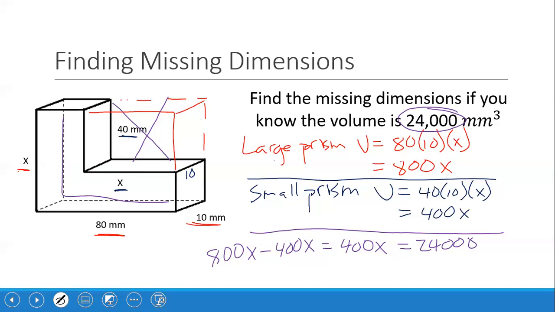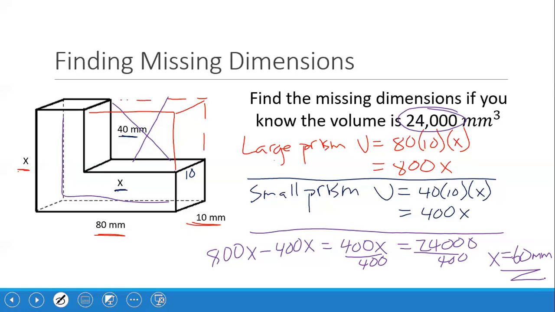Now if I want to solve that, I'm going to divide the 400 off of both sides. If I take that 24,000 and divide it by 400, I end up getting x equals 60 millimeters.